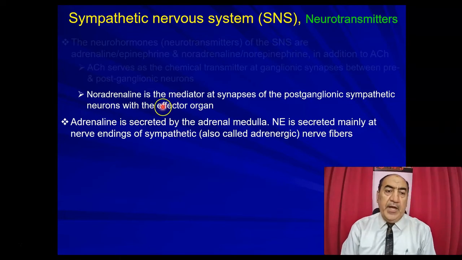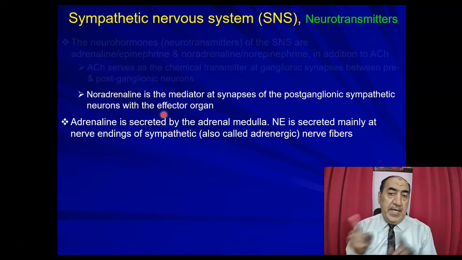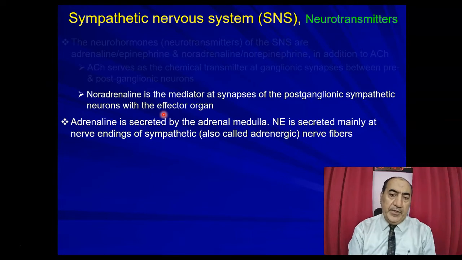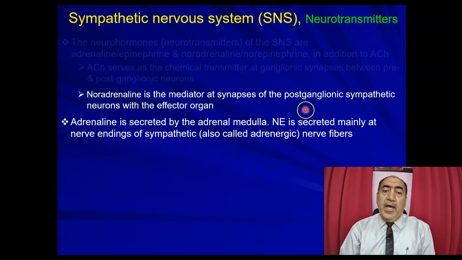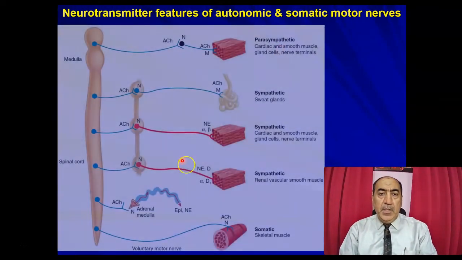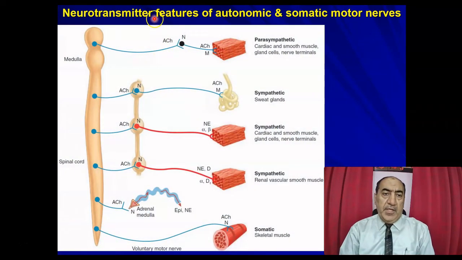Okay, adrenaline is secreted by the adrenal medulla. Easy, adrenaline, adrenal medulla. Okay, about 80% of the secretion of the adrenal medulla is adrenaline, 20% is noradrenaline or norepinephrine. Norepinephrine is mainly secreted at the nerve endings of the sympathetic nerve fibers, also called adrenergic nerve fibers. Okay. So here, the neurotransmitter features of autonomic and somatic motor nerves.